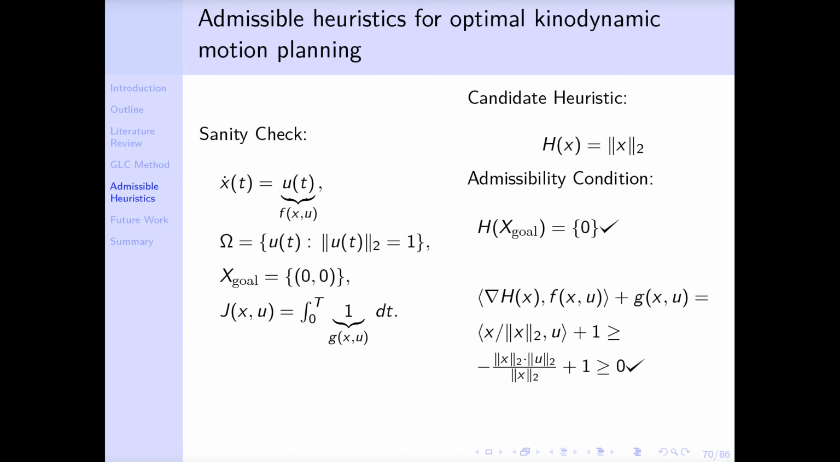So now we just plug this into our admissibility conditions. The norm of x at x equals 0 is 0. And now for the second condition, the gradient of the norm of x is x divided by the norm of x. And then we take the inner product with the dynamic model, which is just u. And then we add the running cost, which is just 1. So then we can expand this inner product with the Cauchy-Schwarz inequality. So we have minus norm x divided by norm x, which is going to be 1, times norm u, which is by definition 1, and then plus 1 is greater than or equal to 0. So it works out for the Euclidean distance heuristic.